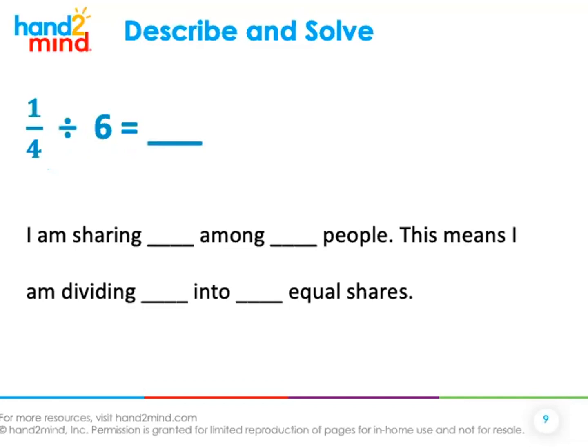How about this one? 1/4 divided by 6. I am sharing 1/4 among 6 people. This means I'm dividing 1/4 into 6 equal shares. Wow. Let's go back to pizza as a context. A fourth of a pizza shared 6 ways. A person's share is 1/24. I sure hope that's a very large pizza.